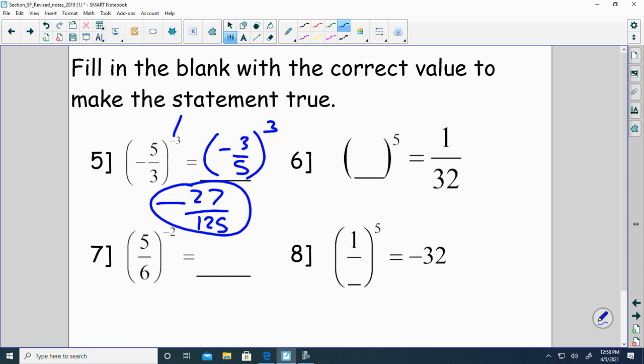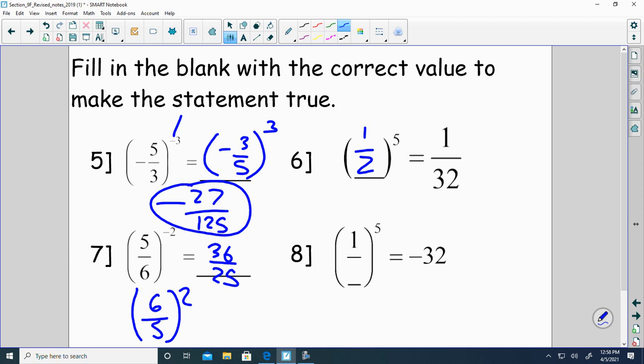Something to the 5th power gives me 32. Let's see. 2, 4, 8, 16, 32. 1/2 times 1/2 times 1/2 times 1/2 times, I think one more 1/2 gives me 1 over 32. What does this negative do? Flips the fraction, so I think it's 6 over 5 squared. 6 squared is 36. 5 squared is 25. Done.